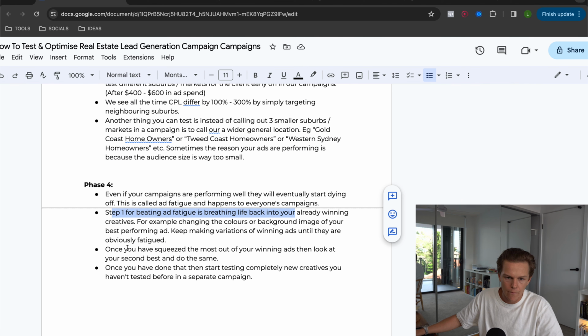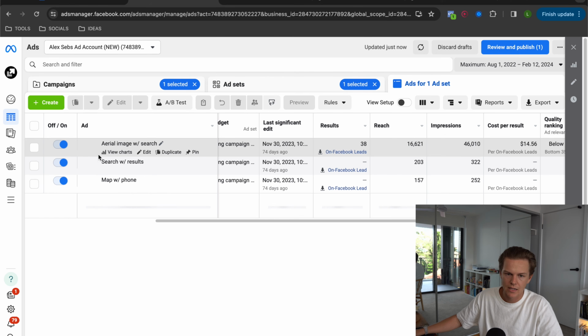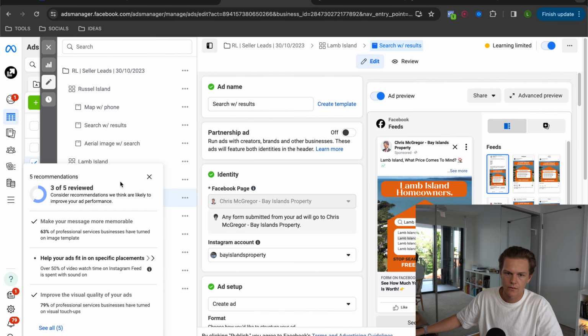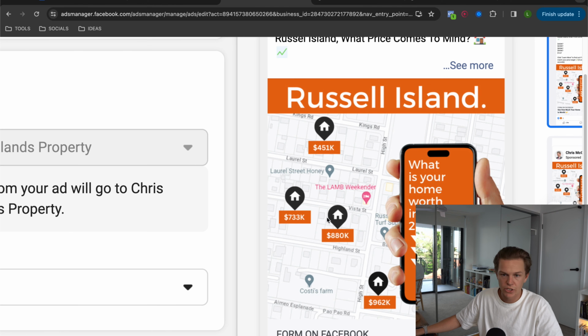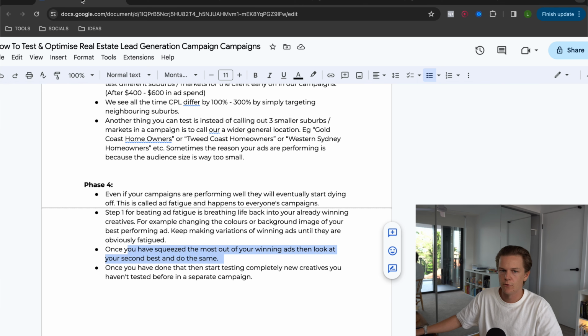Once we've squeezed the most out of your winning ads, then look at your second best and do the same. So let's say our second best performing creative was this map with the phone creative. Then we change maybe the style of the icons on here, or we change the colors to a different primary branding color for the client, or we change the font significantly, or we change the phone to be a different version of the iPhone, or we might change the layout. Just change something about the format of the creative, but keeping the essence of what the original creative was like, because there was something about that which obviously performed well, and so we just want to make a slight variation of that.